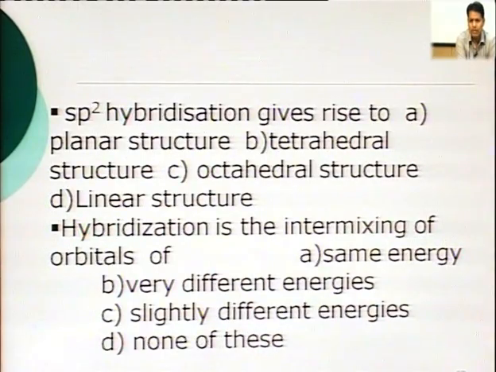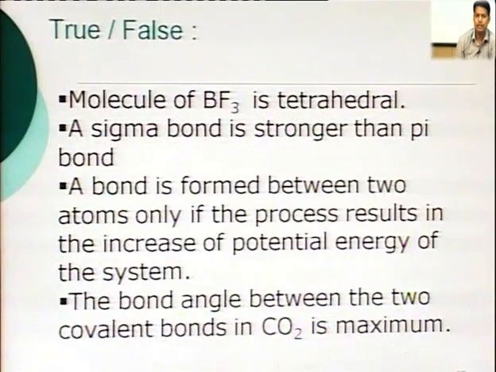Hybridization is the intermixing of orbitals of dash. Options: not the same energy, very different energy, slightly different energy, none of these. Hybridization is intermixing of orbitals of slightly different energy. So, the best option is C, orbitals of slightly different energies.